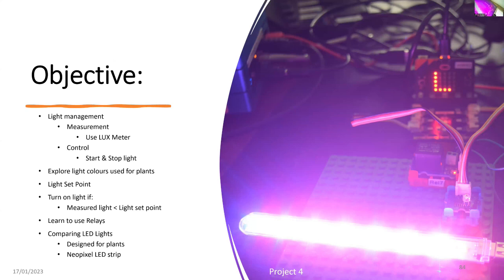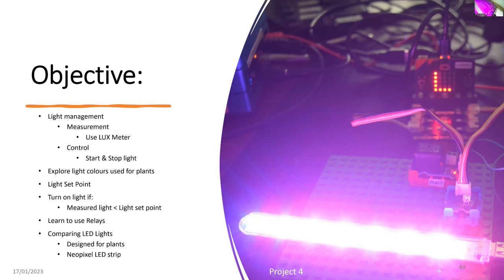And we can set light set points so that when the light level is below a certain level, which is the set point, we can switch off the lights. Or we can turn on the lights if we satisfy this very simple algorithm. So the measured light, if it's less than the light set point, we turn on the light.